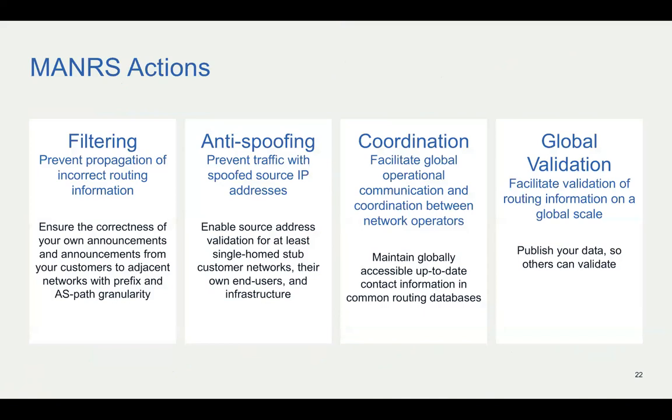So these are the four actions: filtering, anti-spoofing, coordination, global validation. These are all about cleaning up your part of the street, doing something that is under your control. You know who your customers are. You should know what kind of networks they are running, what kind of announcements you should expect from them. So filtering of your customer cone is an absolute must. The same applies to anti-spoofing. Since you know what networks are behind you, you can see if packets sent from those networks are coming from wrong source IP addresses.